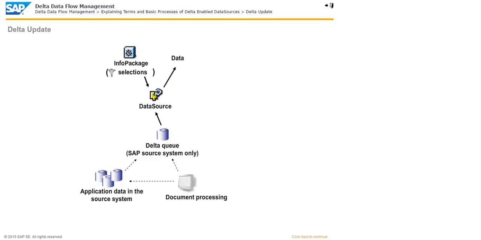The process flow is as follows. When you carry out a delta update, the initialization selection for the data source is used automatically. The new and changed data records are transferred from the delta queue to the SAP BW system.